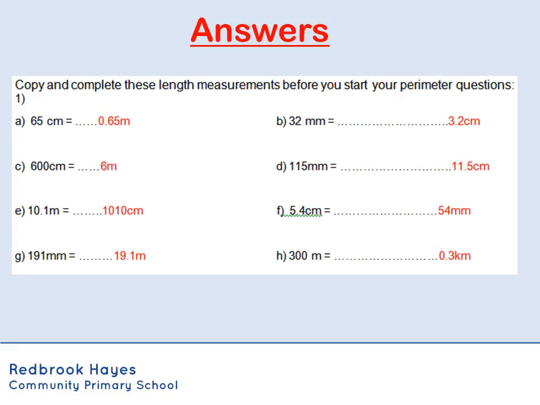Okay, so let's look at the answers on the first one. So 65 centimetres would convert to 0.65 metres. That's because there's 100 centimetres in a metre, so we're dividing by 100 on that one. Okay, so hopefully you're okay with those.